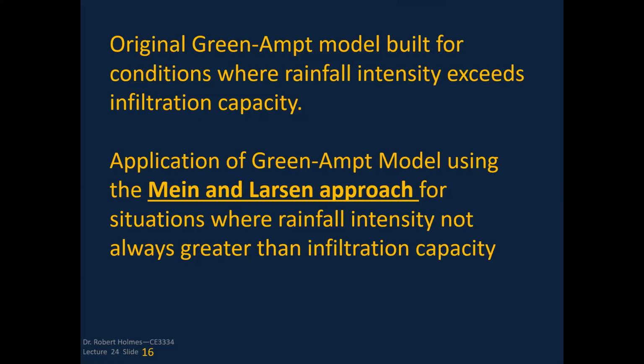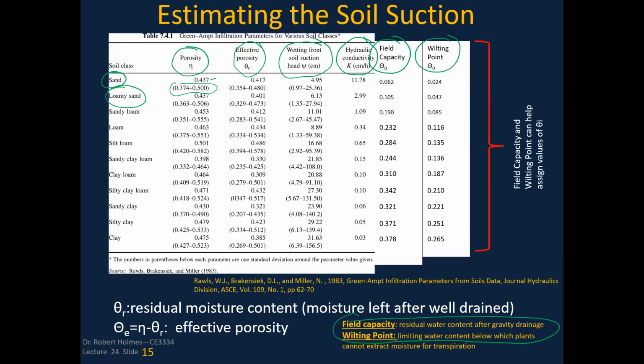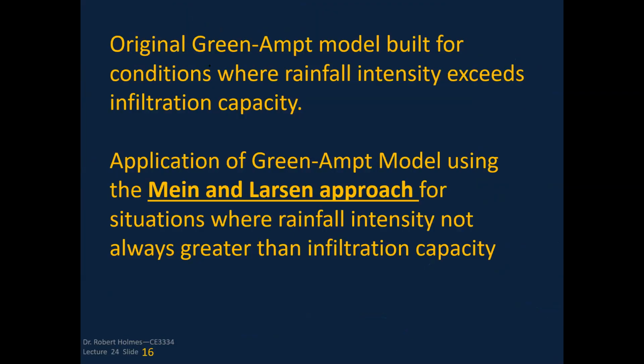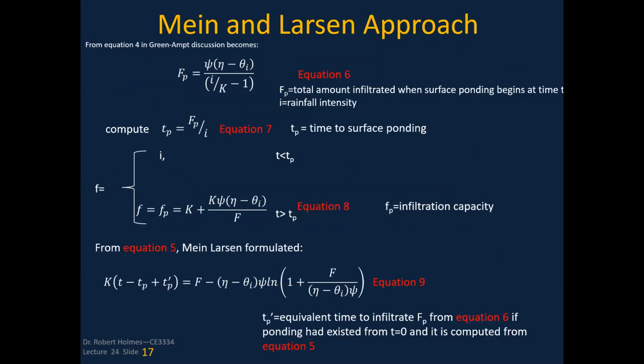All right, so the original Green-Ampt model was built for conditions where rainfall intensity always exceeds the infiltration capacity. So when we talked about this right here, we always have some ponded water in the original model, but we don't always have that. So the Meyn-Larsen approach is what we'll use, because we have rainfall rates that will be lower than the infiltration capacity. So there's not ponding all the time.